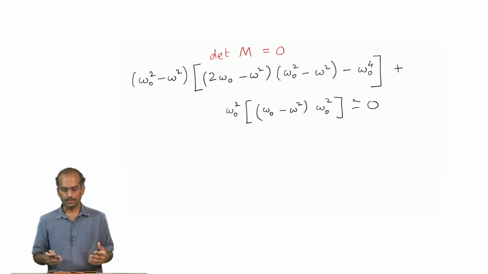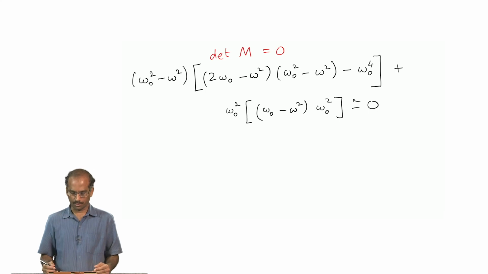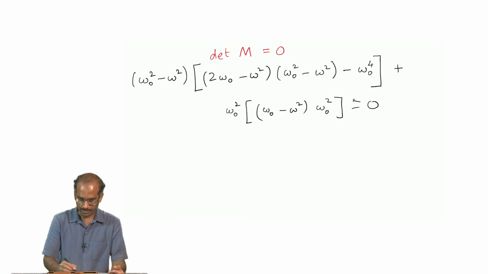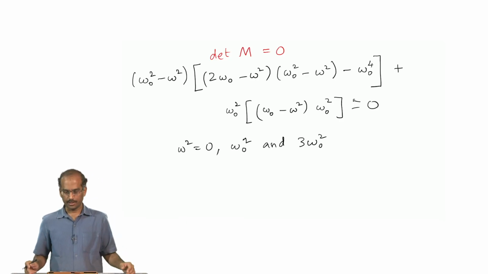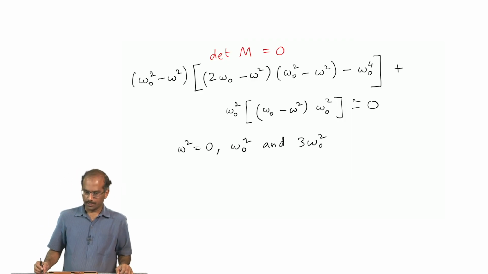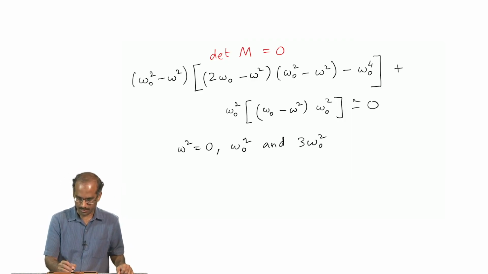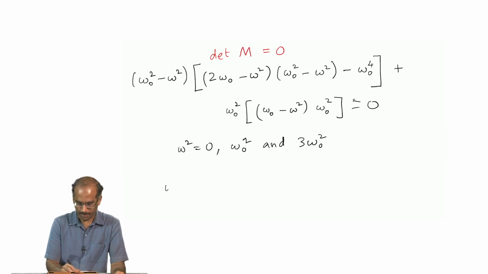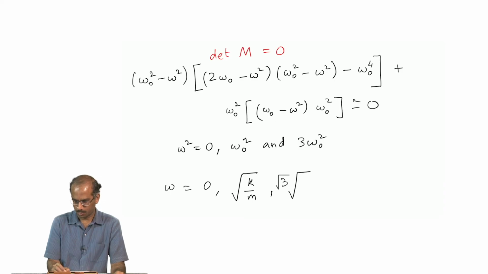So, again I am going to let you solve for omega square for this, and if you do it correctly you should get the following. These are the 3 roots of this equation, and it is equivalent to saying that the normal mode frequencies omega would correspond to 0, root k by m, and root 3 k by m.